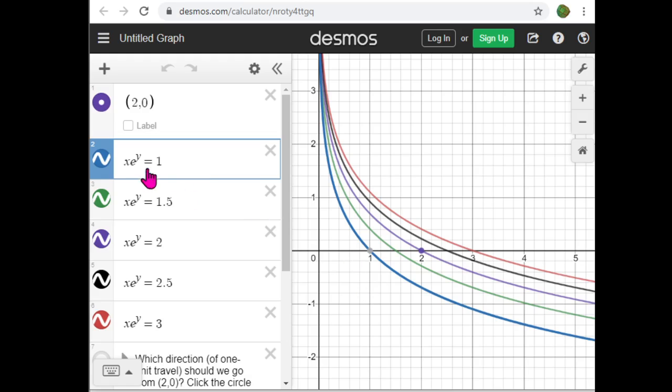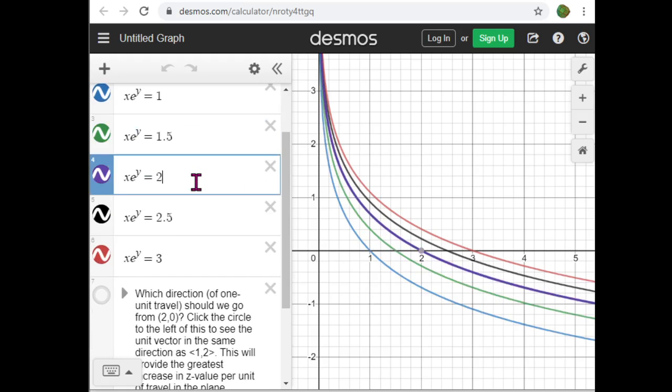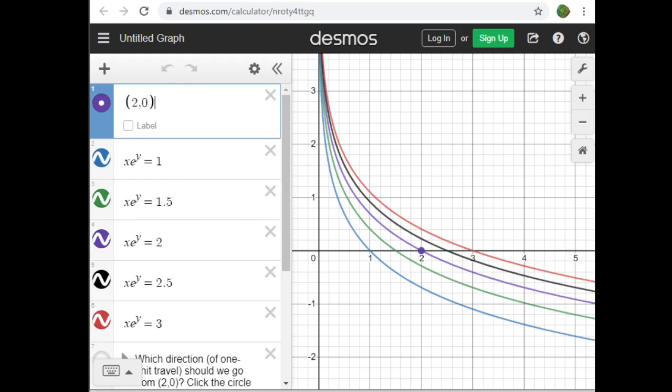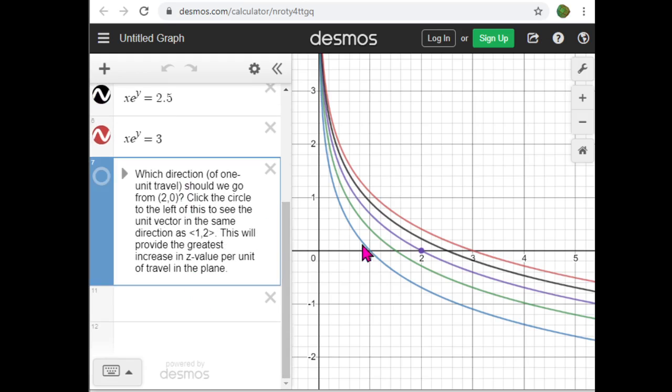So you see the level set corresponding to output 1 is in blue, level set corresponding to output 1.5 in green, level set corresponding to output 2 in purple, 2.5 in black, and 3 in red. And the point (2, 0) that was in the slide here, I have just asked the computer to draw. I happen to make the computer draw the point itself in purple because it was on the purple level curve. Now, the thing that the slide was trying to address was what direction, just doing one unit of travel anyway, should we go from this point (2, 0) to see the greatest possible increase in z value, right?